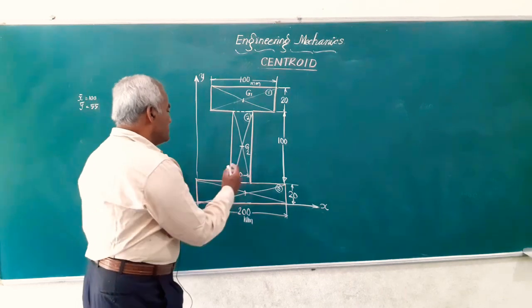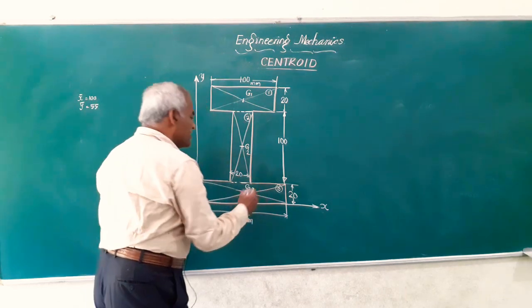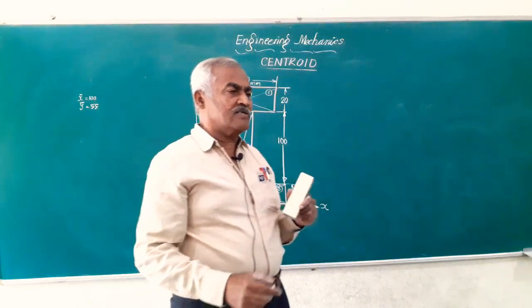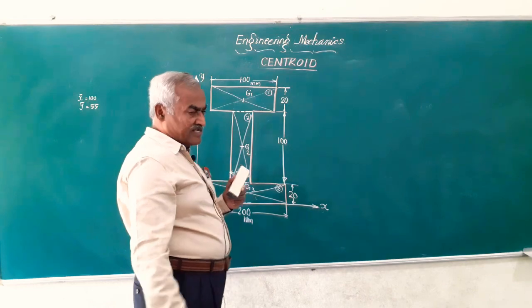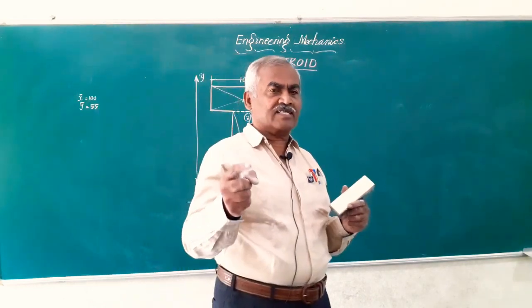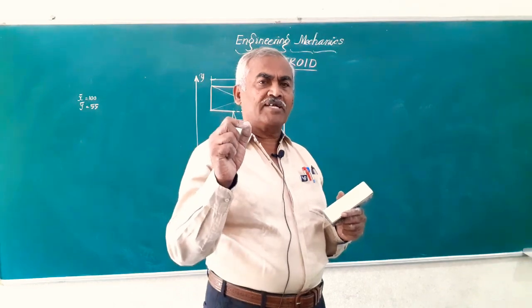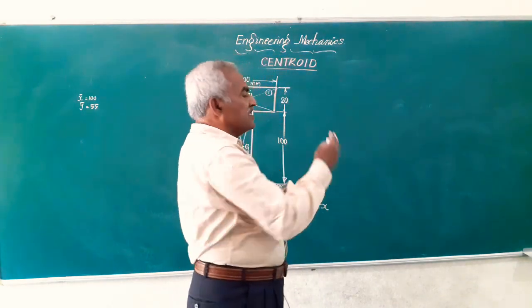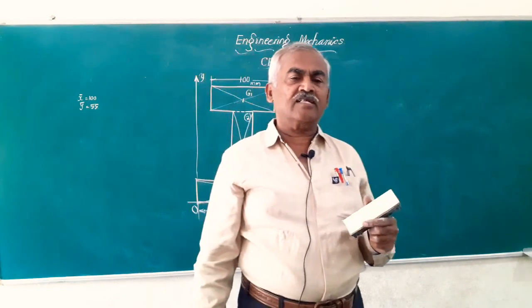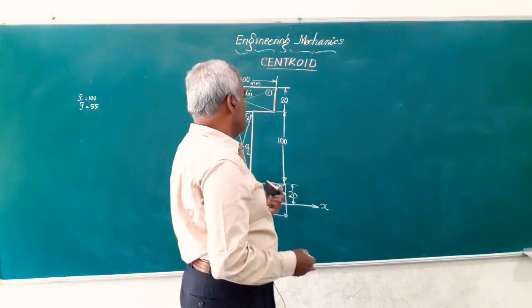Friends, we have G1, we have G2, we have G3. If we are able to find the values of x bar and y bar for the individual figures, that is x1, x2, x3, which are measured from the y axis, and y1, y2, y3, which are measured from the x axis, and by knowing the areas of these three rectangles, we should be able to calculate x bar and y bar.